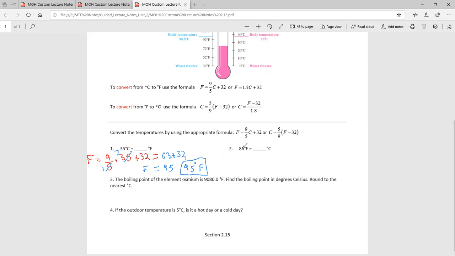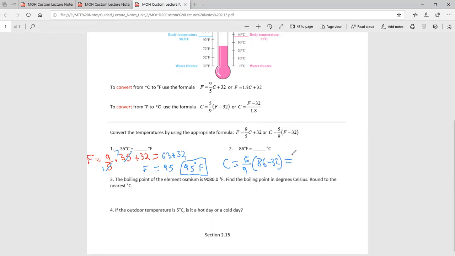All right, let's try another one. Let's go from Fahrenheit to Celsius now. 86 degrees Fahrenheit, converting that to Celsius. Since we're starting with Fahrenheit, we want to plug it into the equations that say C equals. Again, I don't care which one you're using. I have a preference to use the first one, so I use the first one. C equals 5/9, parentheses, F, the temperature in Fahrenheit, that's the 86, minus the 32.